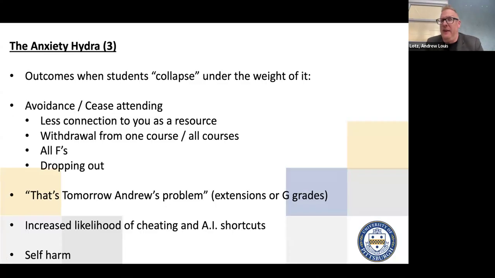But in the college setting, and this is something that really comes out in the dean's office, and why I wanted to talk about this, there are a bunch of student outcomes that happen when students, quote unquote, collapse under the weight of the anxiety hydra, right? When there are too many heads, there's just too much to bear, students can collapse. And it can lead to all sorts of really harmful externalities that they deal with. They often will deal with their anxieties by avoidance and by ceasing attendance in the class.